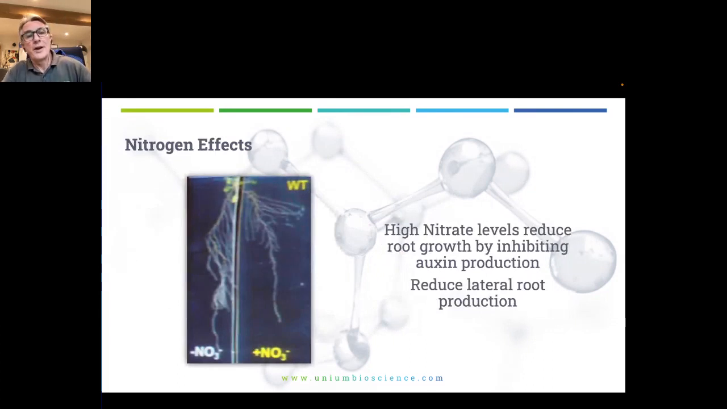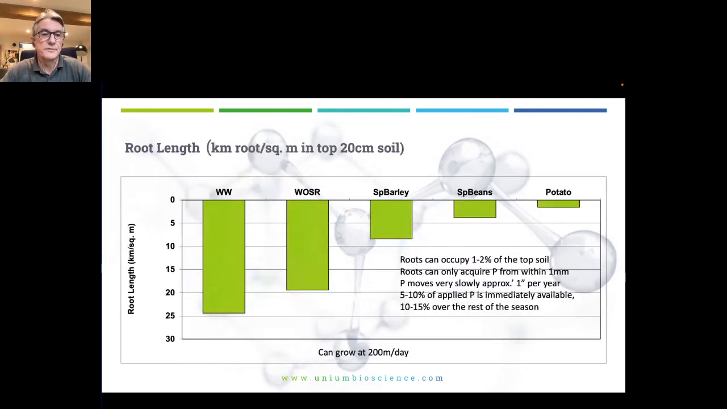We know very high nitrate levels reduce root growth by inhibiting auxin production, as you can see here on this particular chart. So again, timing of fertilizers, choice of fertilizers will have a big impact on the rooting structure and the objectives that we're trying to achieve. When you look at different crops, you can see here the different root lengths and the different structures, the difference between particularly an autumn crop where you have a longer time period to produce that root mass compared to some of the spring crops right the way through potatoes.